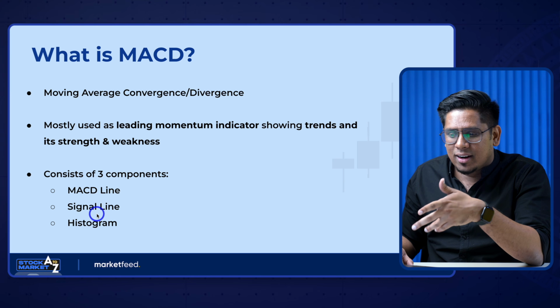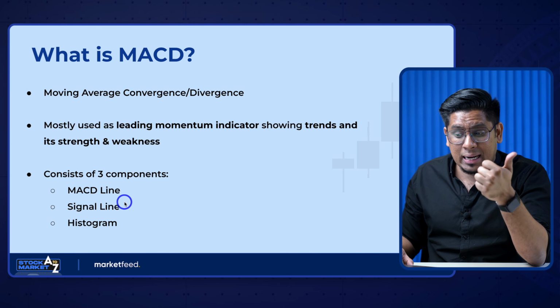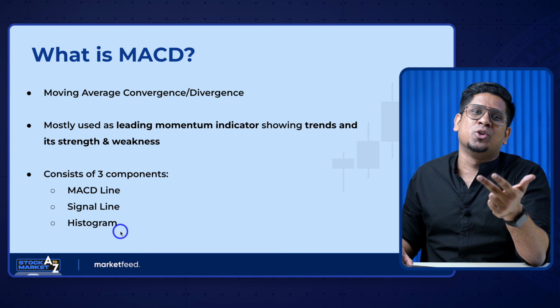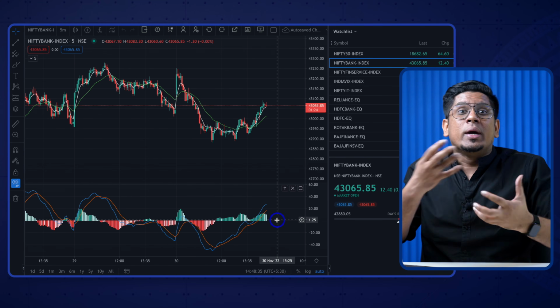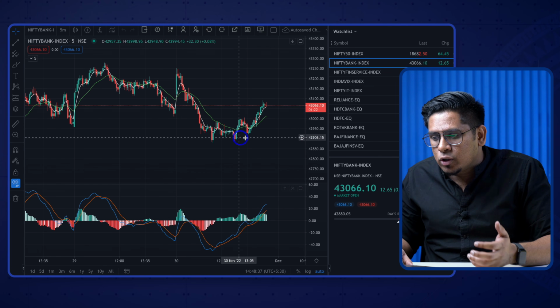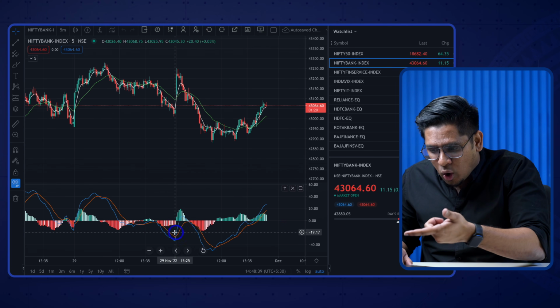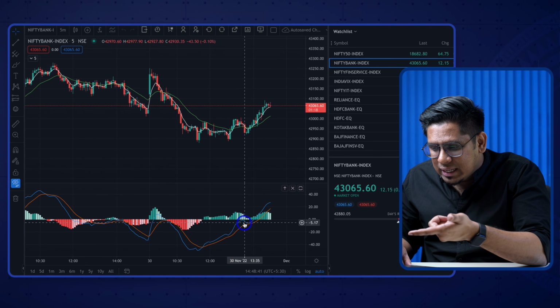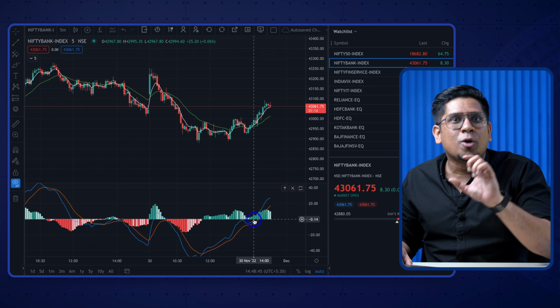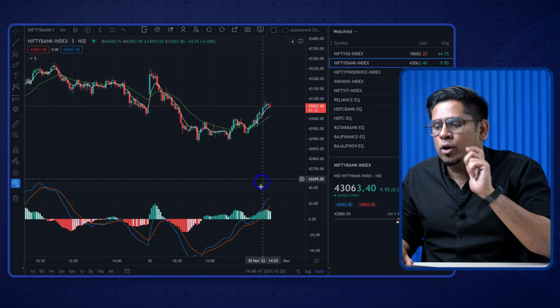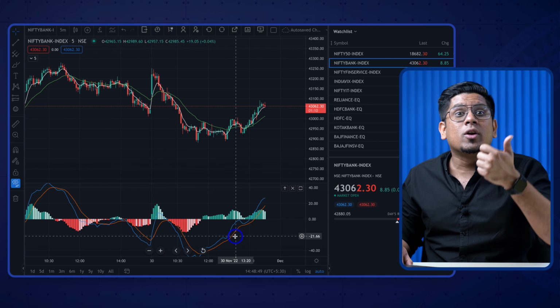We just learned that it consists of three components: a MACD line, a signal line, and a histogram. As you can see here, the line which moves very quickly, which is very reactive to the price movement, is the MACD line. So what is the reactive line here? It is clearly the blue line, right? The blue line is more volatile, more reactive to the price movement of the underlying. So the blue line is called the MACD line.